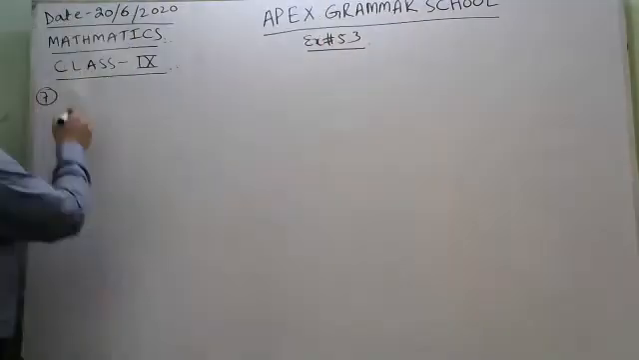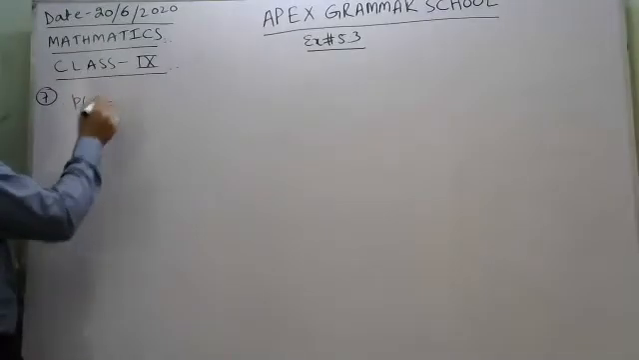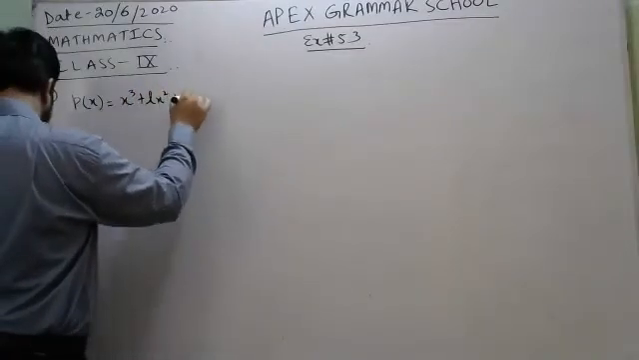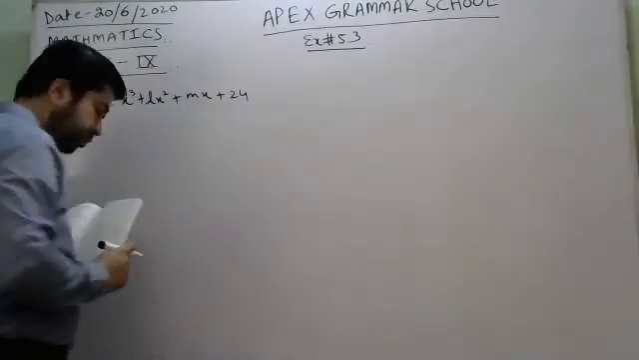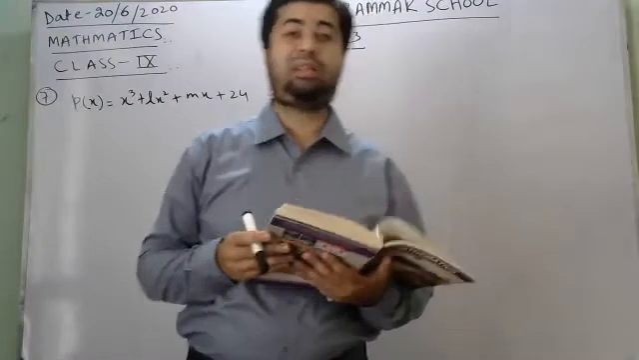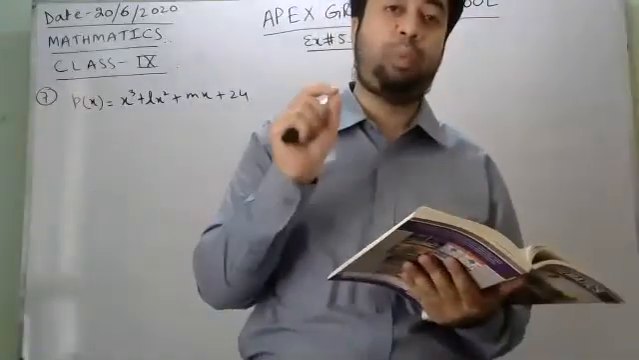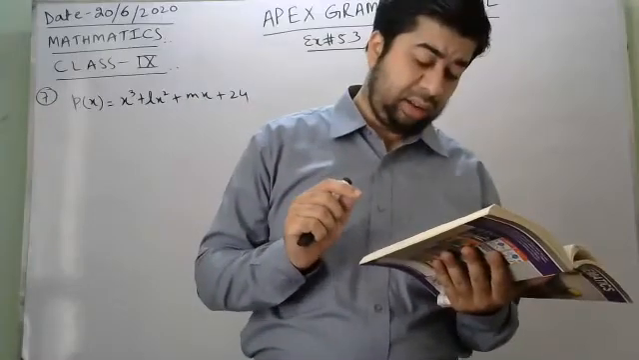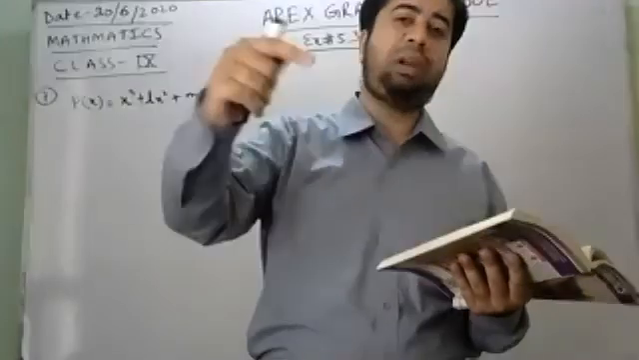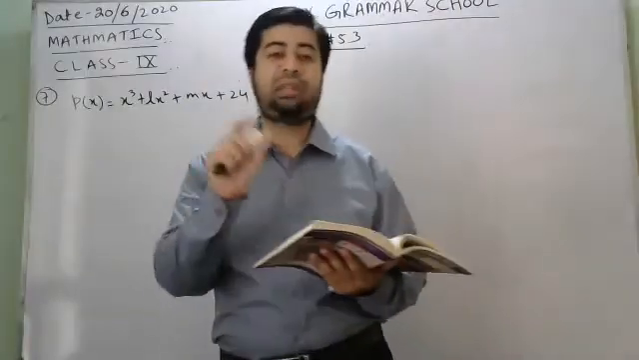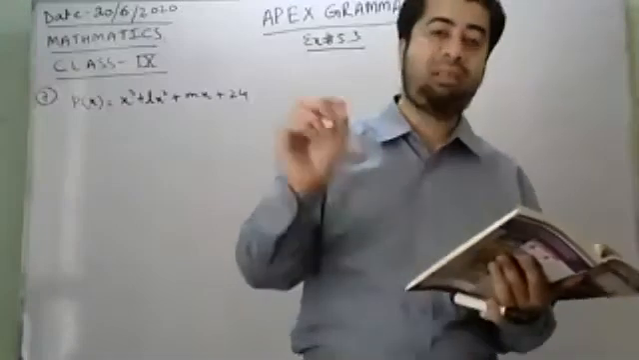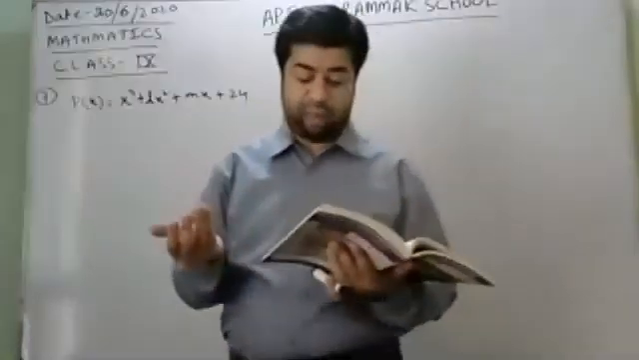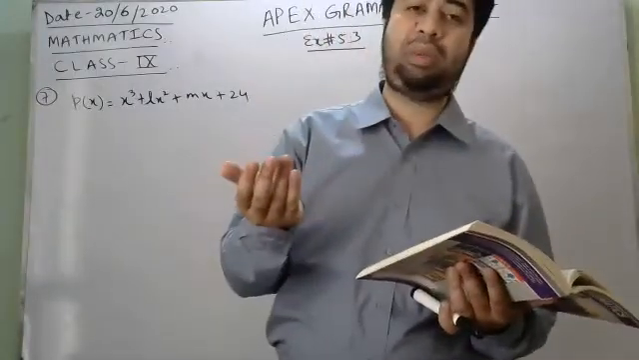First you have to write p of x, the first polynomial, that is x cube plus lx square plus mx plus 24. You must have your book in your hands and read it carefully, so you can get the point. What is he asking in this question? The polynomial x cube plus lx square plus mx plus 24 has a factor. Factor means the remainder is 0. He is telling us initially that it is a factor because its remainder is 0.